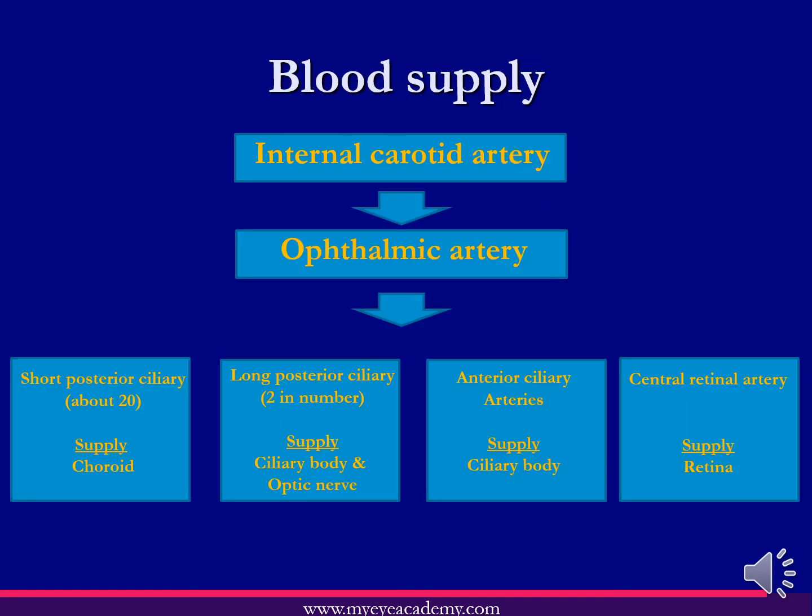Blood supply of the eyeball is derived from the internal carotid artery, which gives rise to the ophthalmic artery. The ophthalmic artery gives four sets of branches. The short posterior ciliary arteries, which are about 20 in number, supply the choroid. The long posterior ciliary arteries, which are 2 in number, supply the ciliary body and optic nerve, while the ciliary body also gets supplied by the anterior ciliary arteries. The sole supply of the retina is central retinal artery.